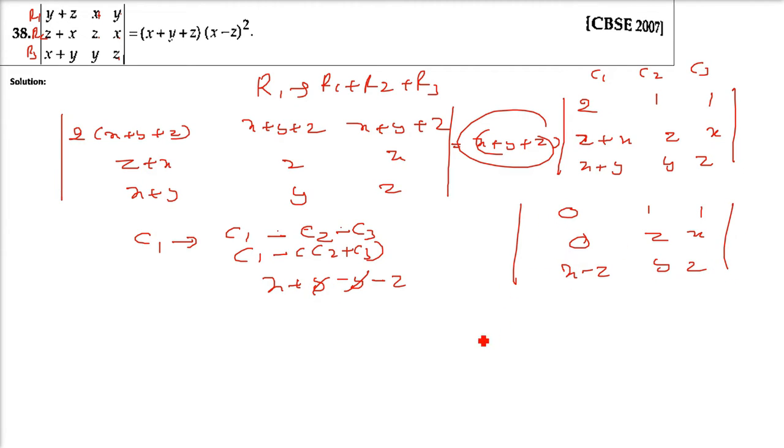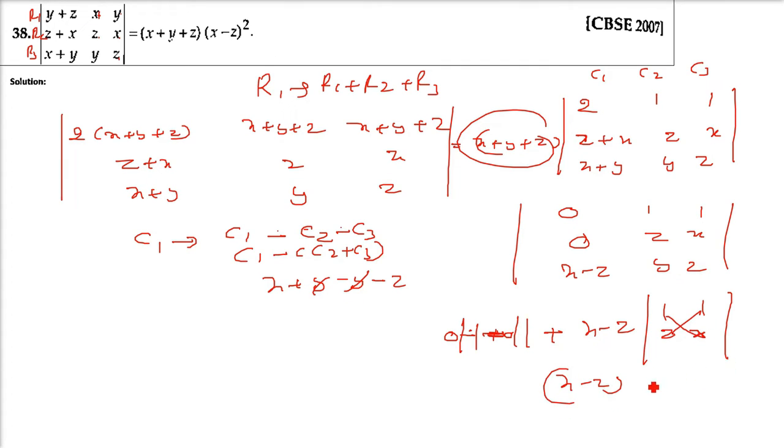Now I think we need to open it using the first column. So 0 into something minus 0 into something plus x minus z. So what do you get here? 1z and 1x. So x minus z into x minus z. Since we have 2x minus z, you can write it as x minus z whole square. And as we have already x plus y plus z outside, so x plus y plus z into x minus z whole square is your final solution.